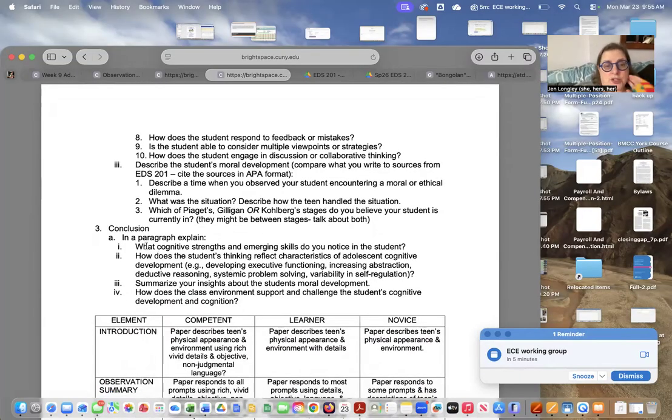Then in the conclusion, you're going to talk about the cognitive strengths and emerging skills you noticed. How does the student's thinking reflect characteristics of adolescent cognitive development? Okay. Summarize your insights about the student's moral development. And how does the class environment support or challenge the student's cognitive development and cognition?